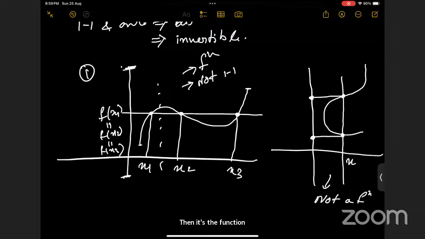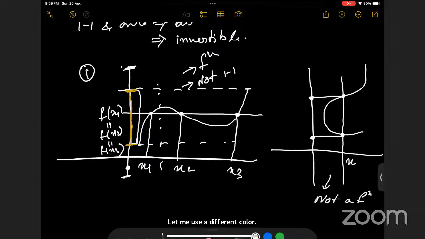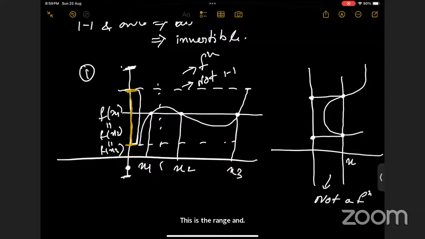Why? Because at this point, the curve is not covering beyond, the whole line, right? After that, this was the range, right? Let me use a different color. This is the range, and the whole white line is the codomain. So range is not equal to codomain here. That means this is not onto, right?